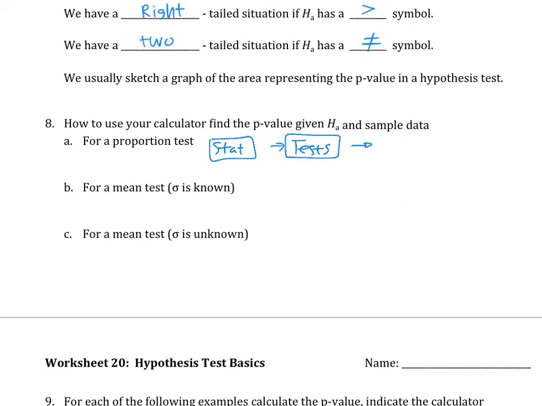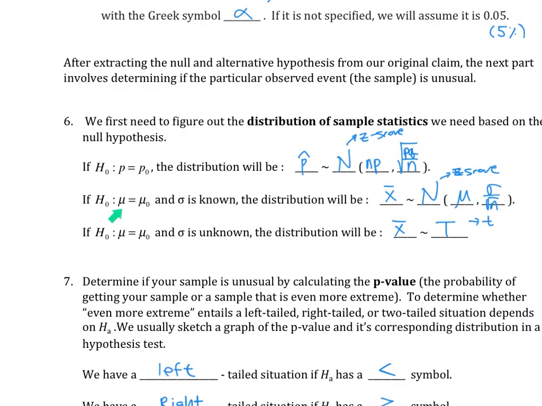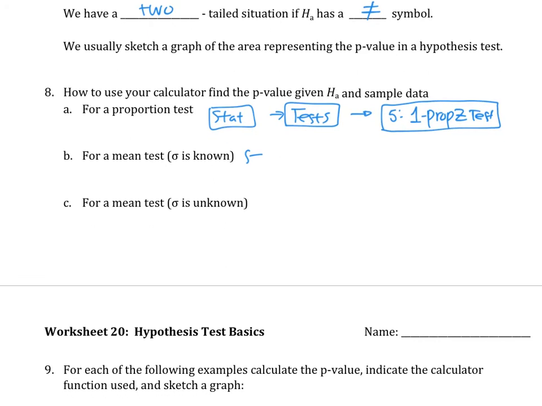So it's called 1 proportion z test. That's option 5, 1 proportion z test. Again, PROP for proportion, z test because we're using normal distribution. For a mean test with sigma known, again, same thing. If you look at what we had before, when sigma is known, we'll still use normal distribution. So just keep that in mind.